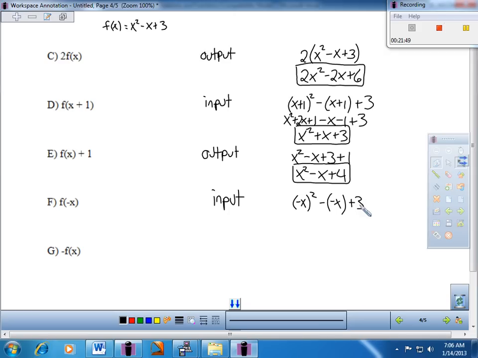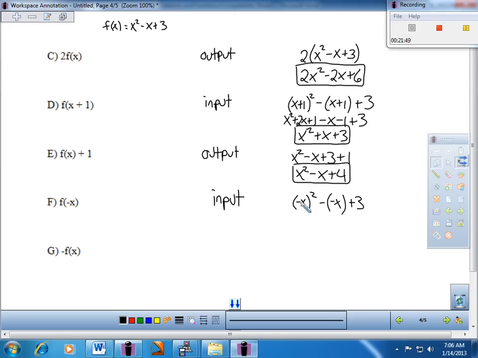So understanding what your function tells you to do allows you to really manipulate any input. Now just be a little careful here. I will ask you to remove all parentheses when you put this in place. And notice, I'm very careful about this. This is what's being squared, this is what's being subtracted, and then I'm adding 3.